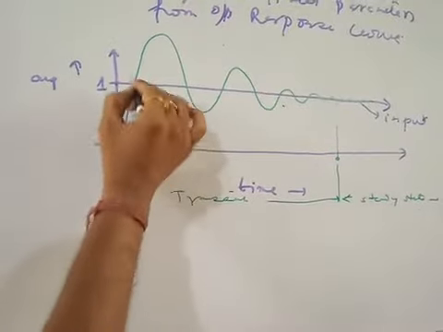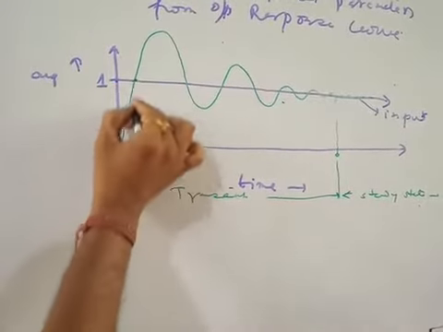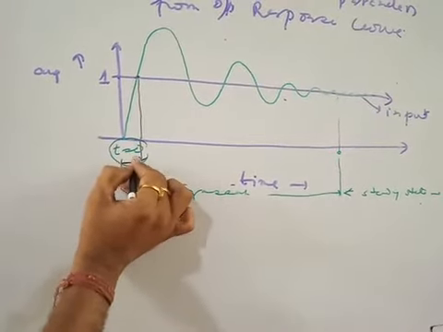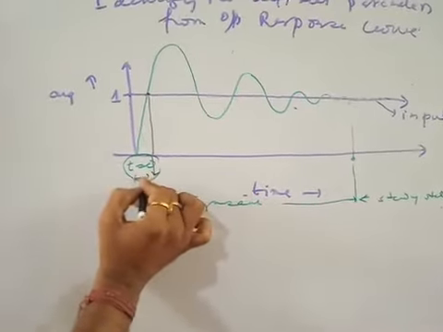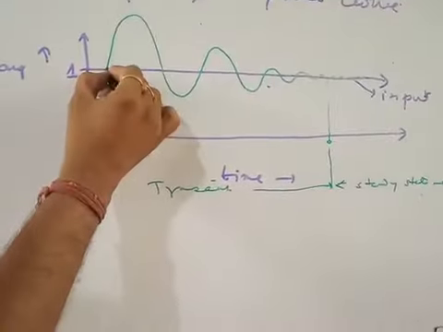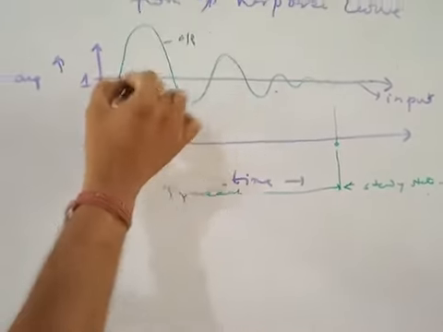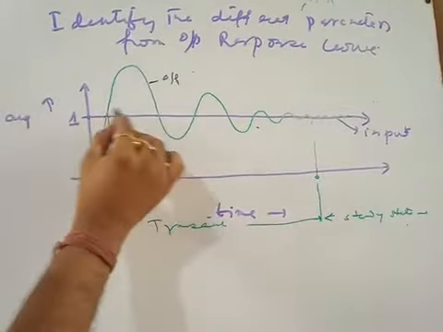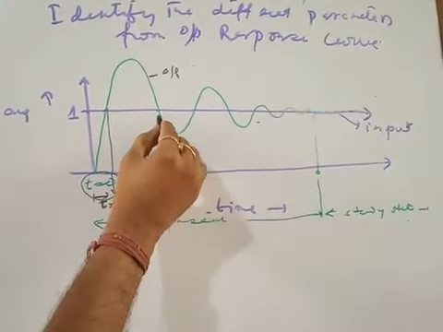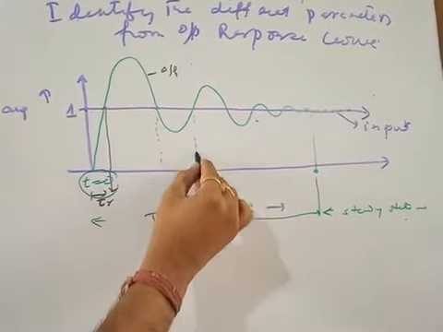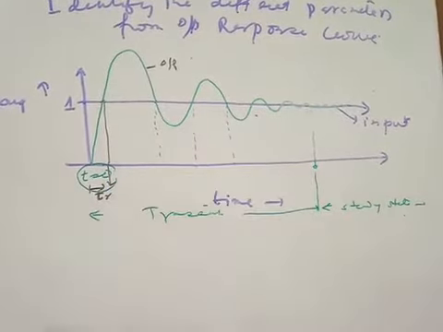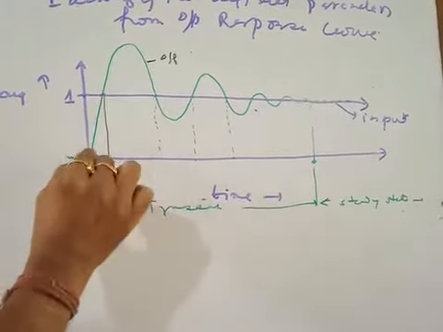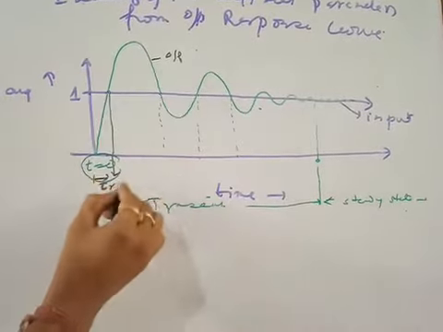This is the time axis. From 0 to this time tr, this is your output curve, which reaches the input desired value for the first time. There are different times; here also after certain time you get the desired value 1. But this is the first time. So the first time when the output reaches the input is known as your rise time.